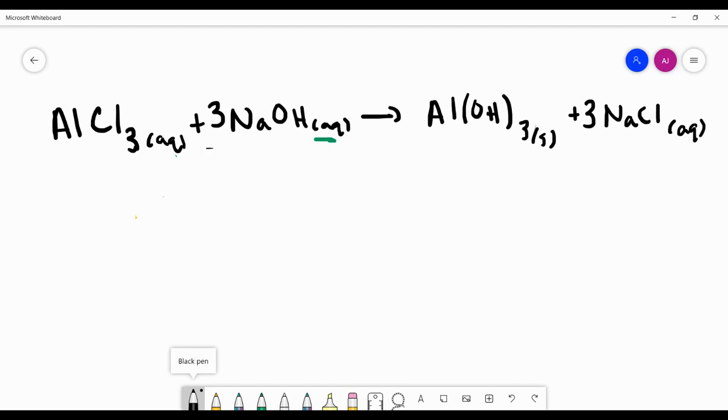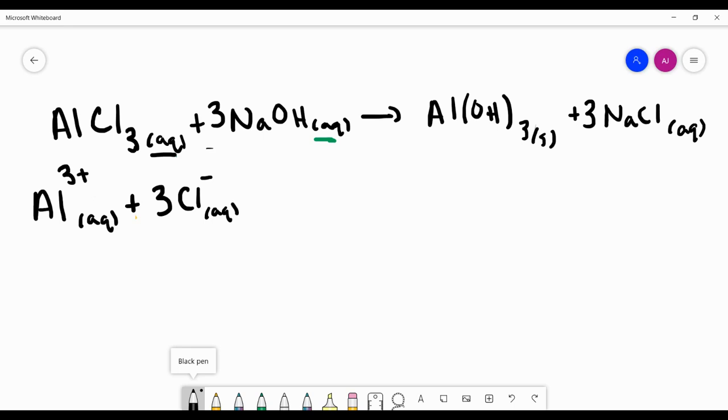My first step to writing a net ionic equation is to start with the balanced molecular equation. So I've already done that. My second step is to take any substance which is aqueous and split it apart into ions. So let's start off here. We have AlCl3. So in every aluminum chloride, we have one aluminum 3+ ion, and then we have 3 chlorine 1- ions.